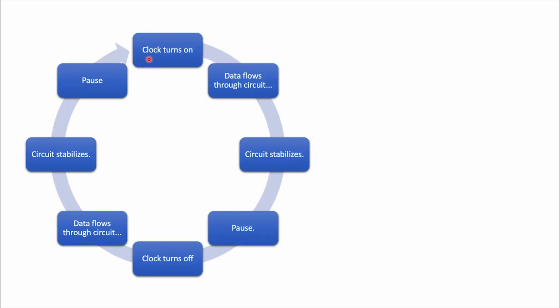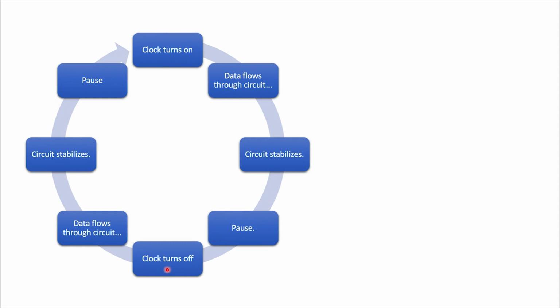Schematically, you can look at what's going on in this circle. So the clock turns on, data flows through the circuit, and it stabilizes. Once it's stable, you know that it's safe to turn the clock off, but you give yourself a lot of extra time to make sure that this actually happens quickly enough. So you pause, and then you turn the clock off.